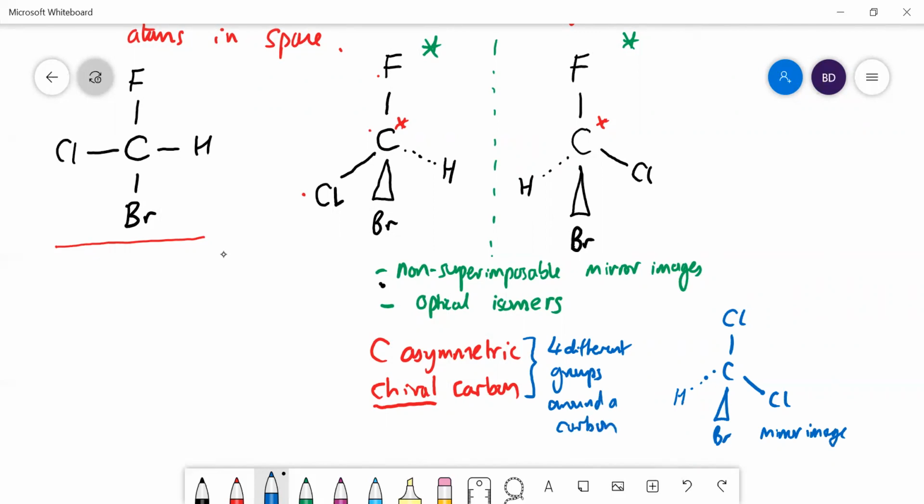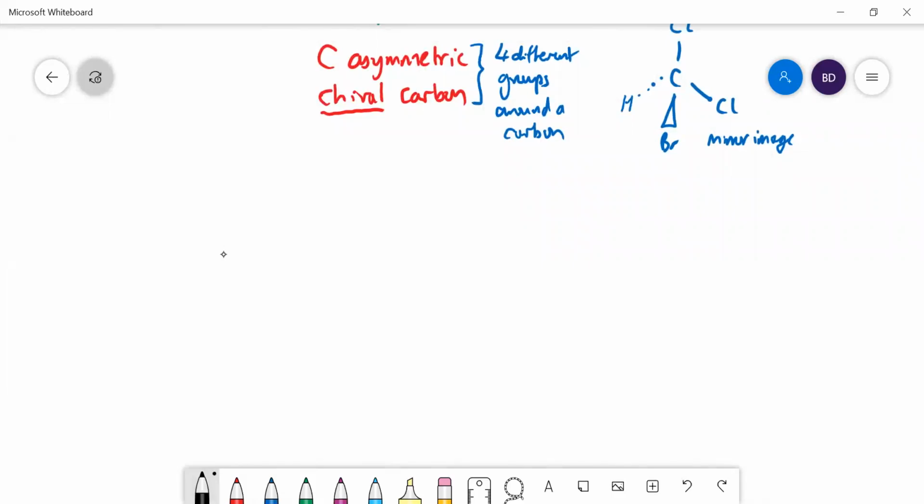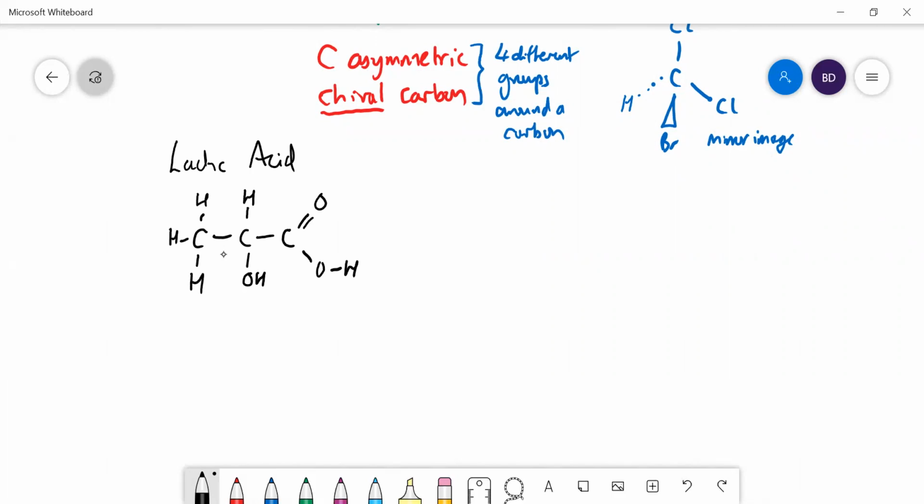Let's have a look at another molecule, which will exist as two optical isomers, and you will have heard of this stuff: lactic acid. Lactic acid has three carbons. It's got a carboxylic acid group on the end there, an OH group, an alcohol group, and this is just three hydrogens here. It's really called 2-hydroxypropanoic acid, but don't worry about that. If we have a look at this carbon here, you can see that this is asymmetric.